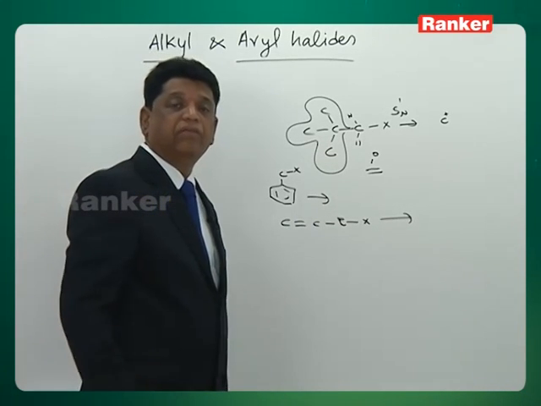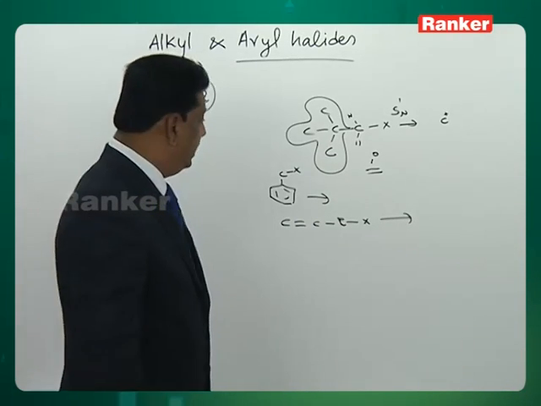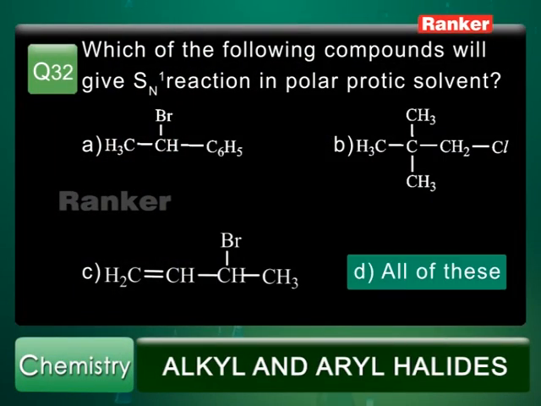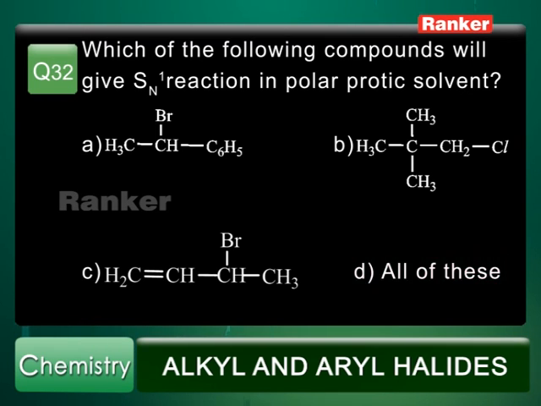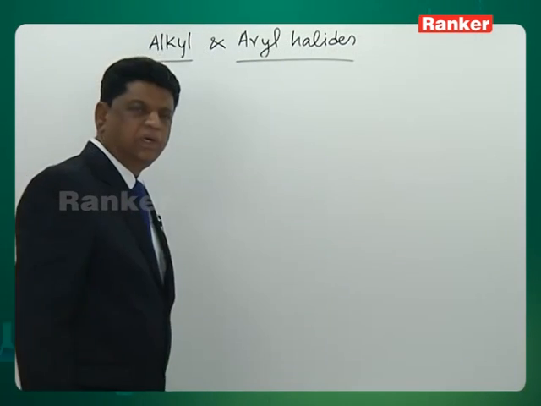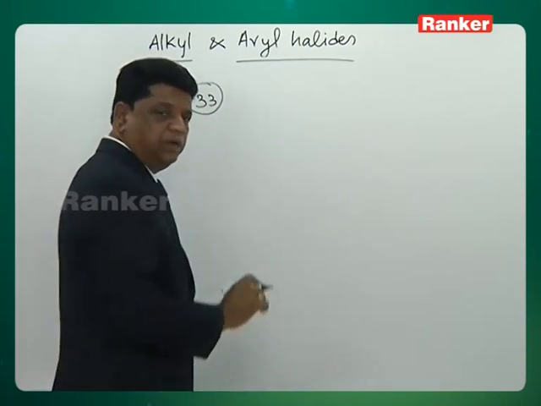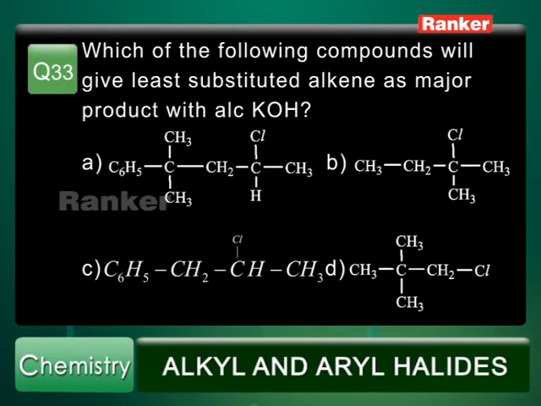All of A, B, C have each one speciality. They all prefer the SN1 reaction. So therefore, D is the right answer, all the three. So let's go to the next question, 33. Which of the following compounds will give the least substituted alkene as major product with alcoholic KOH?